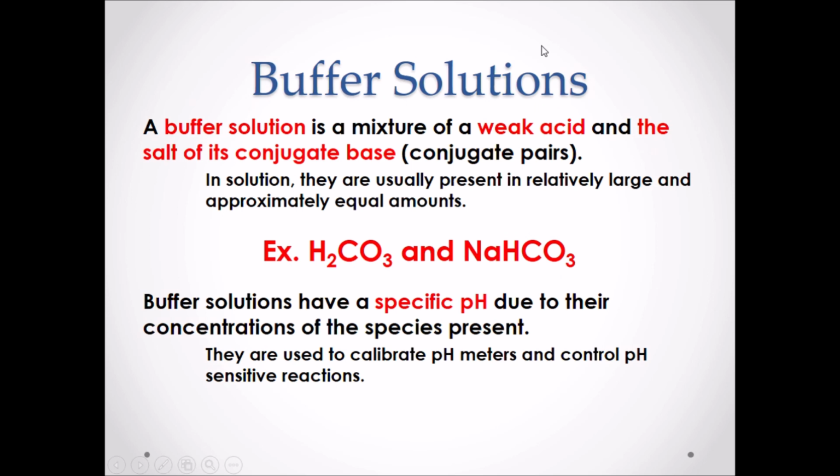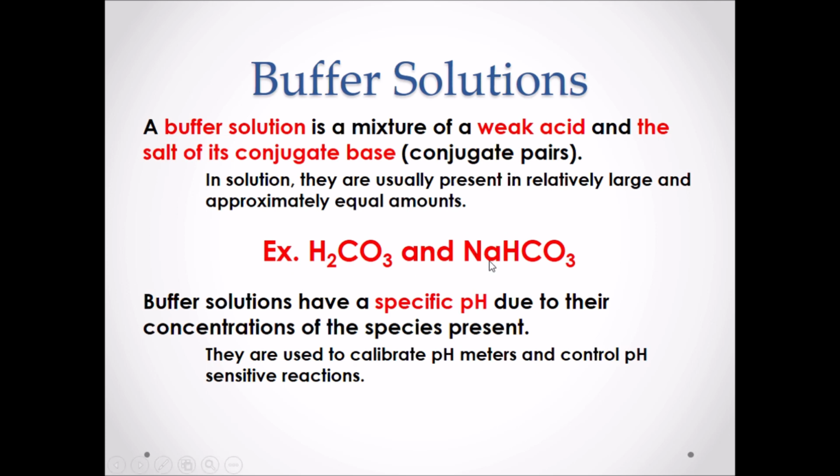Buffer solutions. A buffer solution is a mixture of a weak acid and the salt of its conjugate base. They are a conjugate pair. In solution, they are usually present in relatively large and approximately equal amounts. This right here is an example of a buffer solution.